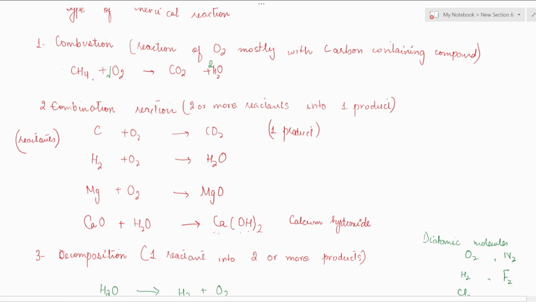Look. Carbon is 1. Carbon is 1. 4 and 4. How many oxygen are here? 2 here and 2 here. So in total there are 4 oxygen. 2 with carbon dioxide and 2 with water. Is it so?